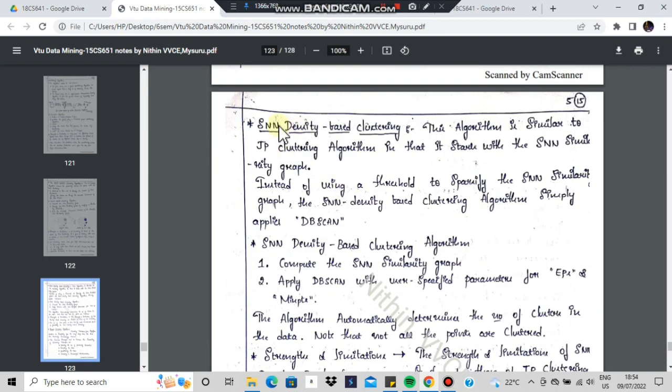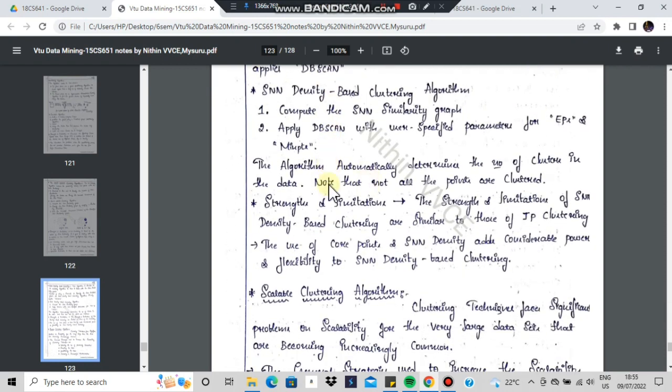Then what we have is the SNN density based. This is also density based. SNN is a factor which we'll be considering in the particular algorithm. Okay, that's all. That is the difference.